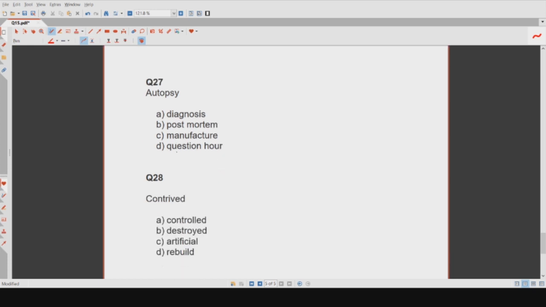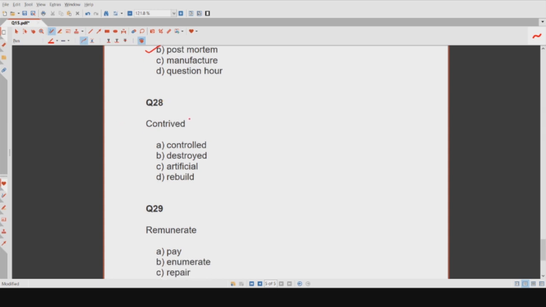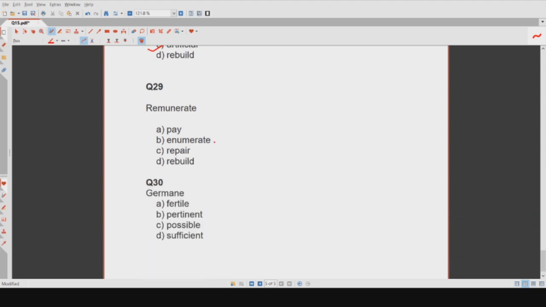Question 27. Autopsy. The synonym for this word is postmortem. Question 28. Contrived. The options are controlled, destroyed, artificial, and rebuilt. The correct answer is artificial, because contrived is the synonym of artificial only. Question 29. Remunerate. Remunerate means to pay. So our option A is the correct answer.